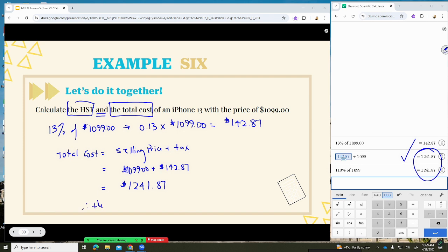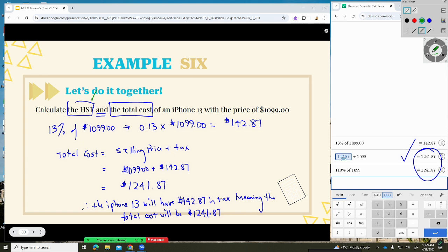Therefore, the iPhone 13 will have $142.87 in tax, meaning the total cost will be $1,241.87.